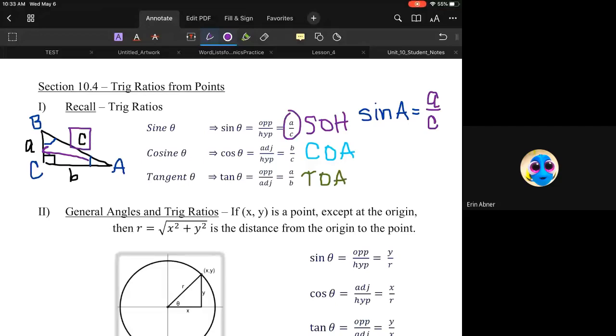If we're talking about cosine, we're going to say cosine of B. So actually, we'll still use A. So cosine of A means I want the adjacent, so the neighbor of A, which is side B, over my hypotenuse, which is still my C.